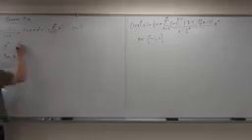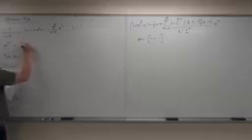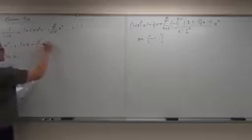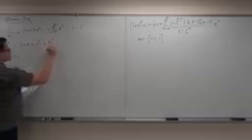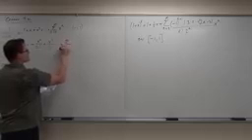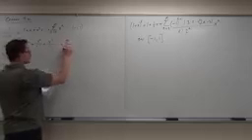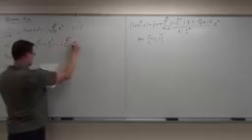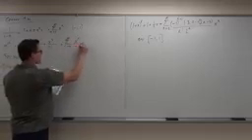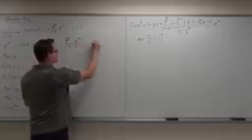e to the x was a nice one. It was 1 plus x plus x squared over 2 factorial plus x to the third over 3 factorial plus, and that's the series from n equals 0 to infinity of x to the n over n factorial, and that converged for all real numbers.